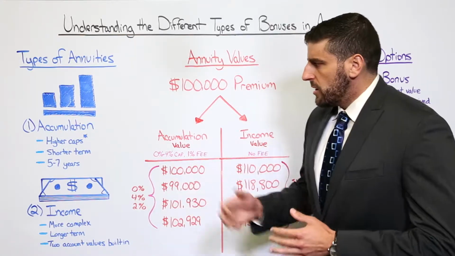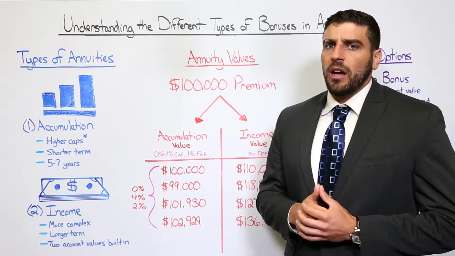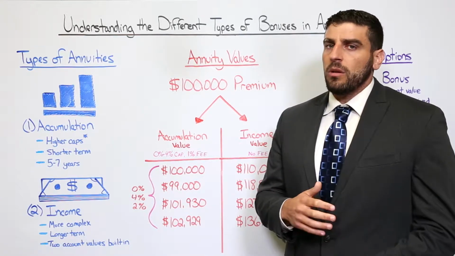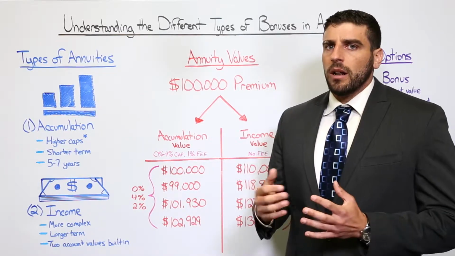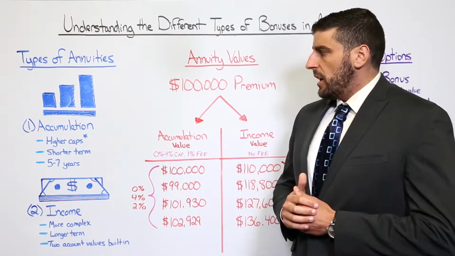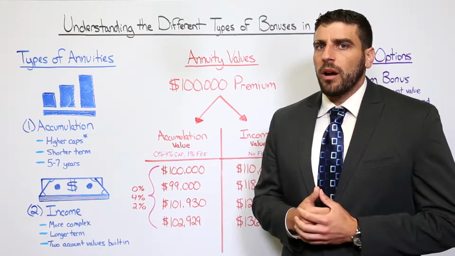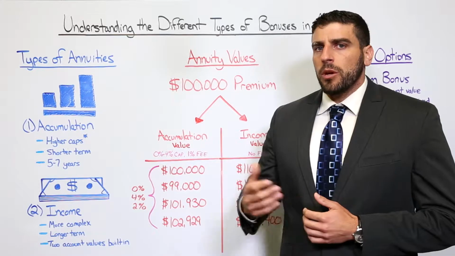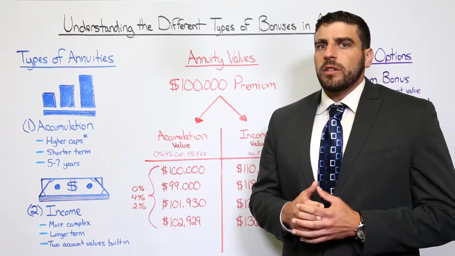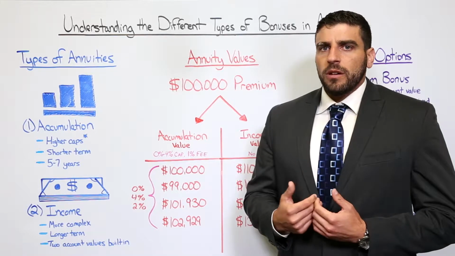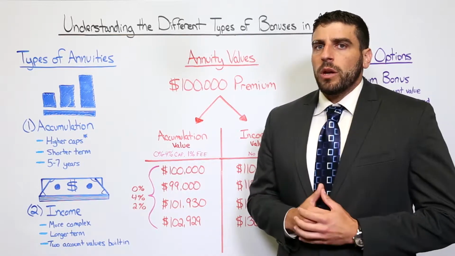The way an accumulation annuity breaks down is it's going to have higher caps than an income annuity, usually anywhere between 3 to 5.5% sometimes. Could be a little bit higher depending on the product and the index. They're going to be a little bit shorter term. I prefer 5 to 7 year products, and the reason for that is because you can put your money in for 5 years, let it accumulate, and after 5 years you can see the position you're in, see how the market is, and maybe reevaluate what you want to do.